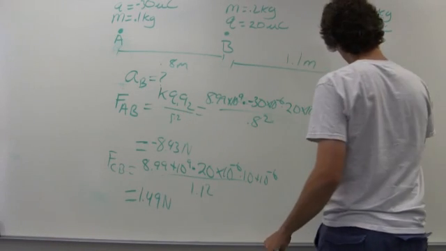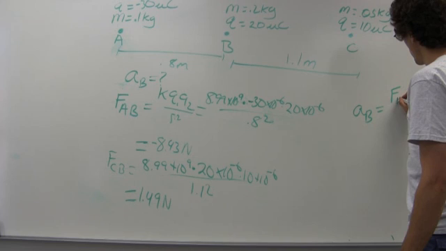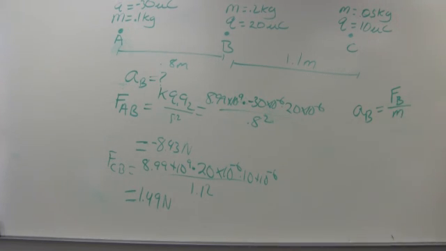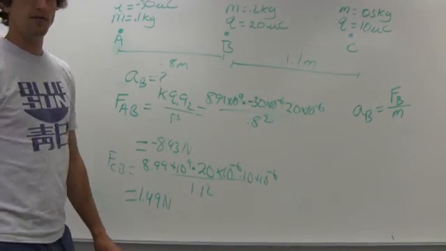Now, since these are both forces on B, we have to combine them to get the total force, because we know that a sub B equals the force on B over B's mass. So the question is, how do we combine these two? Are we going to add them, or are they going to be subtracted?